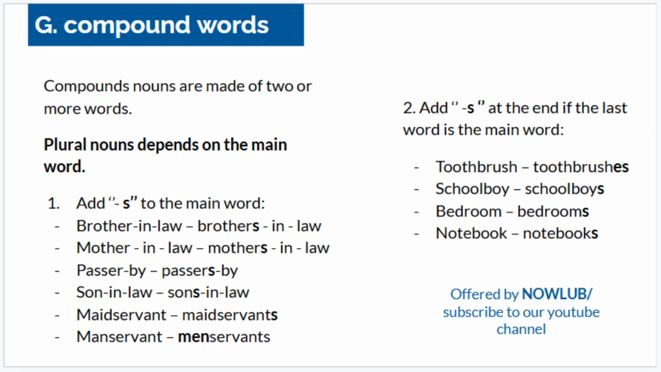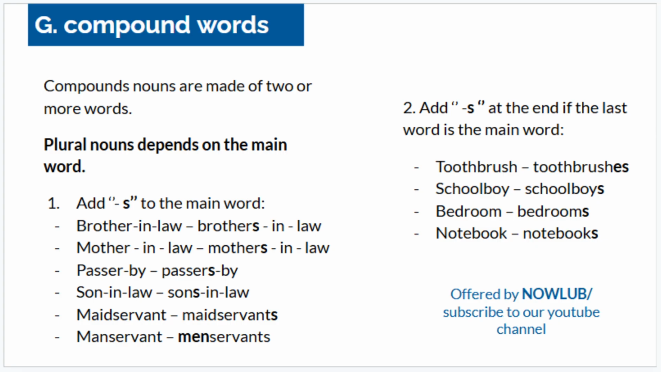So the formula number one about these compound nouns, you have to add an S to the main word. For example, brother-in-law, don't say brother-in-laws, but you have to check what is the main word. The main word here is brother. So you just add an S on brother. And here we say brothers-in-law, mother-in-law, mothers-in-law, and so on. On the main word, we add an S.